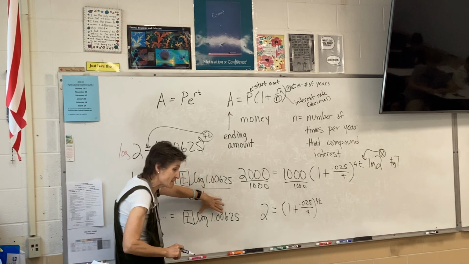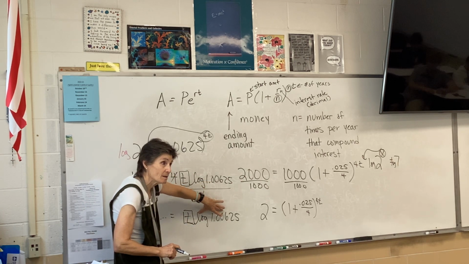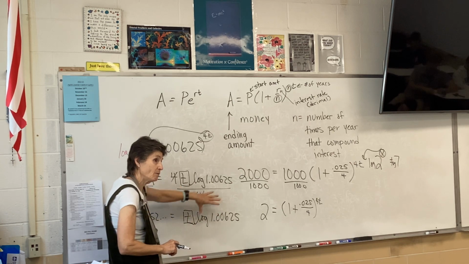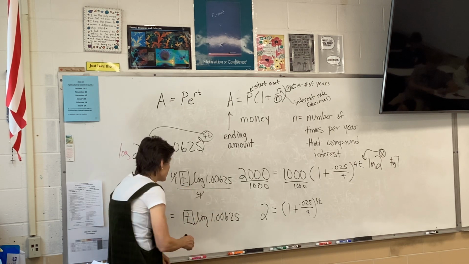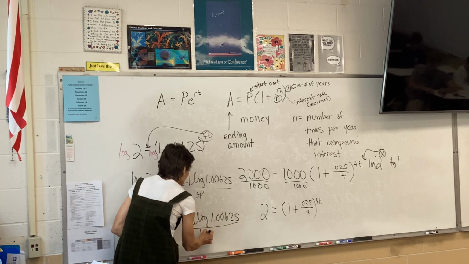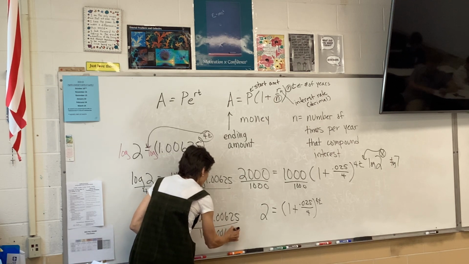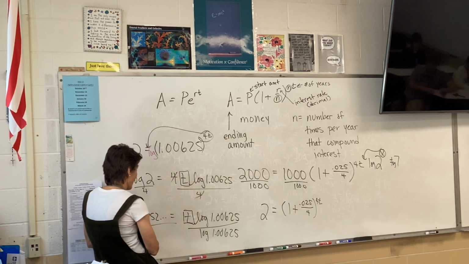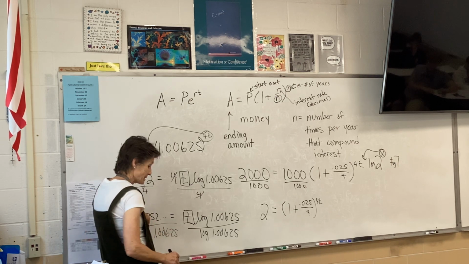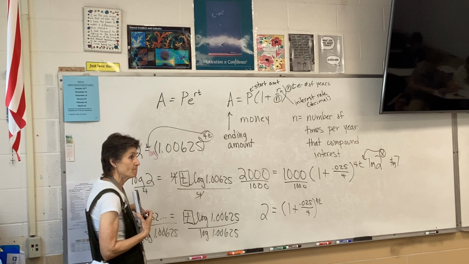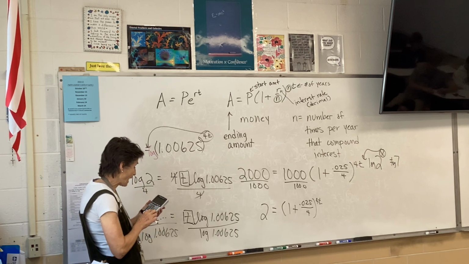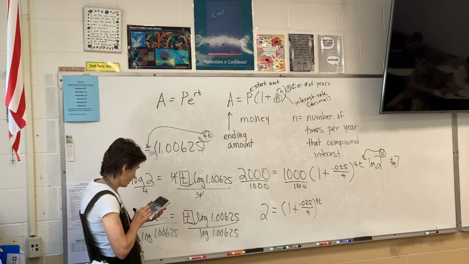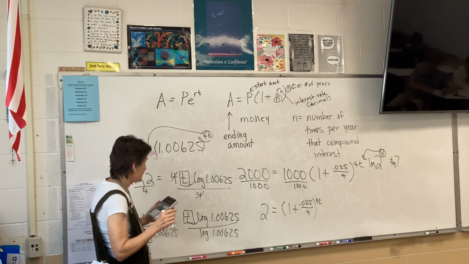Divide by this guy. Won't that give me t by itself? Now, here's the good news. I'm not going to do any rounding off here because I'm going to divide by the log of 1.00625, but this number is still in my calculator. So I'm just going to hit divided by log 1.00625.